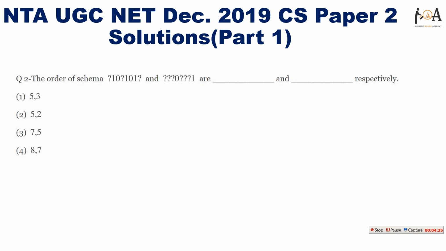The next question here is, the order of schema is given. Basically it is a DBMS question, and you can directly solve it, because if you see the answer keys of the UGC NET and the previous year questions, then these questions can be directly solved. Here 5 bits are there, and here 2 bits are there, so you can directly answer that the order of schema are 5 and 2 respectively.